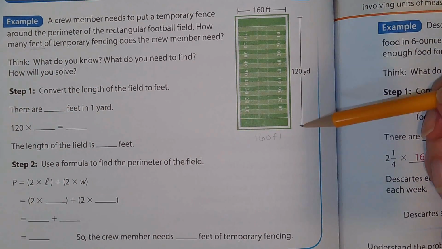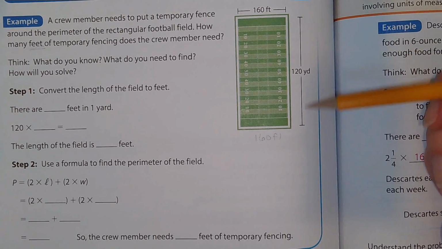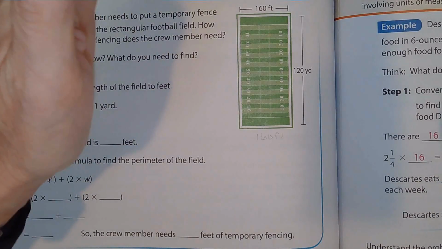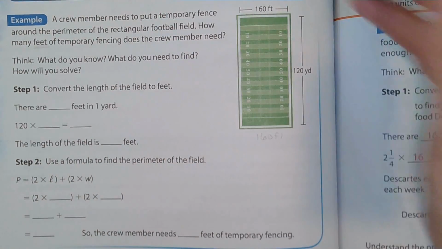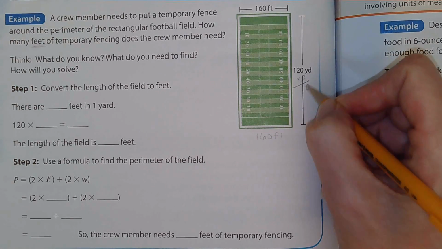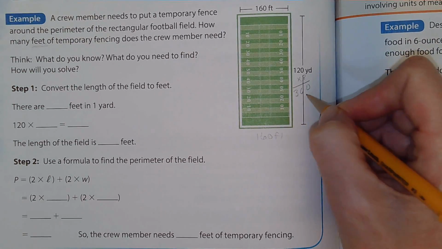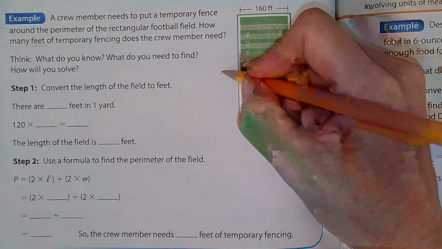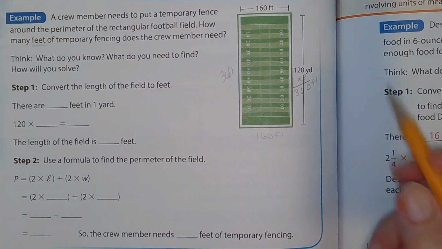Now this is in yards. This length of the field is 120 yards. How would we find feet from yards? Again, we're going yards to feet, so we're going to multiply by 3 feet in a yard, and that is 360 feet on this side. What about this side? Same, 360.